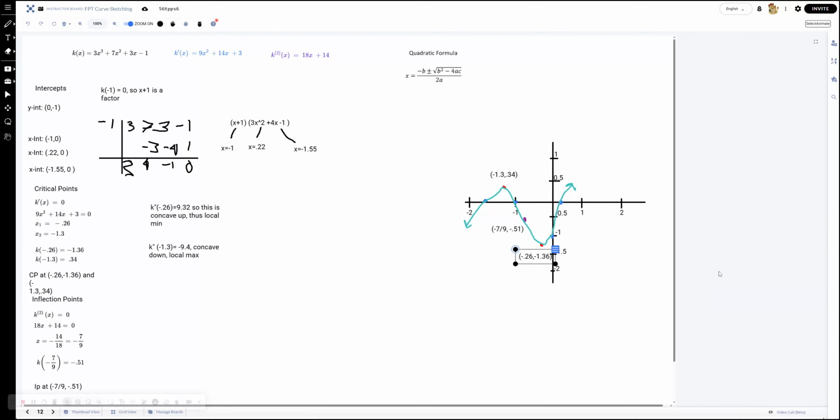And just like that, we've graphed this function k of x equals 3x cubed plus 7x squared plus 3x minus 1. You can plug this into Desmos to confirm that this is what the graph actually looks like.